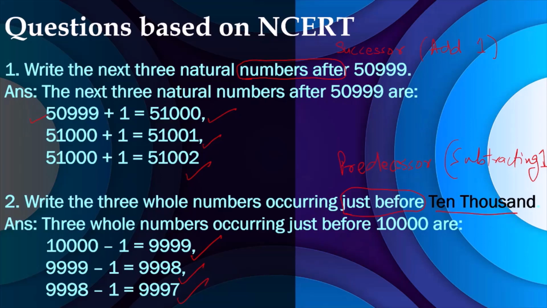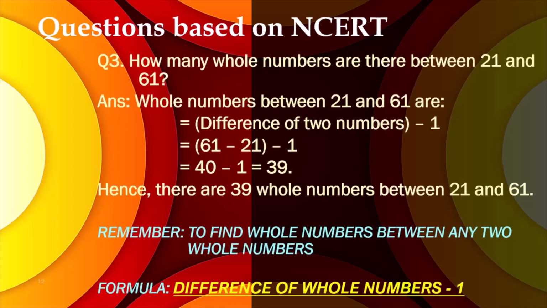So our answer would be 9,999, 9,998, and 9,997. Let us see one more question. The question says here, how many whole numbers are there between 21 and 61? In order to understand this question, let us take an example where we have to find how many whole numbers lie between 1 and 10.